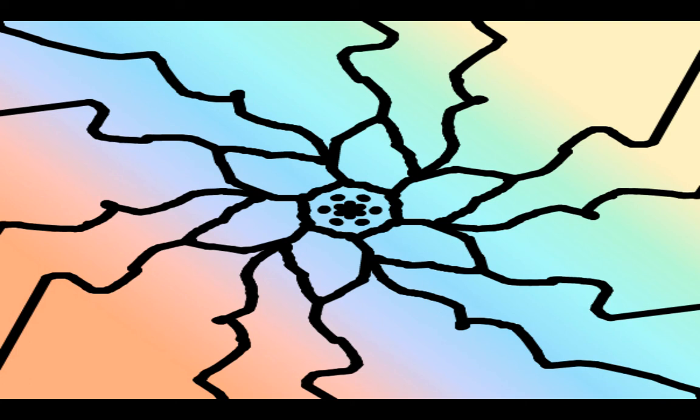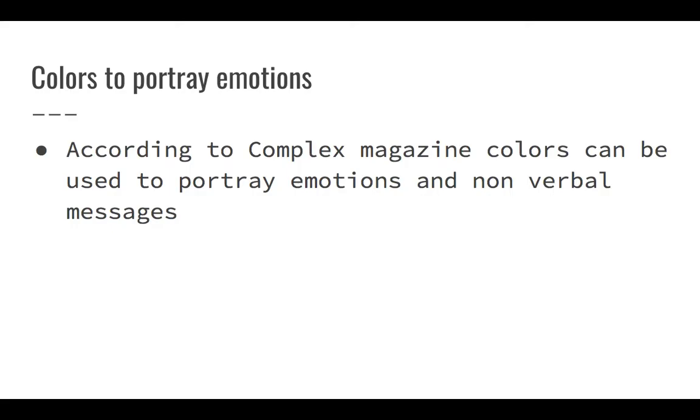Moving right along, we're going to be going into our presentation. So what we're going to be talking about today is color schemes. We're going to be continuing our lecture on color schemes. And we want to start out with how colors can portray emotions. So colors, according to Complex Magazine, can be used to portray emotions and also give nonverbal messages.